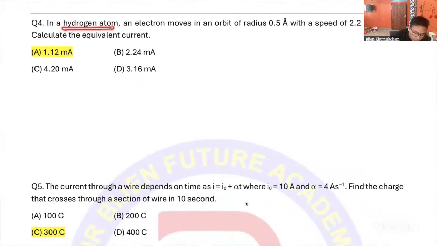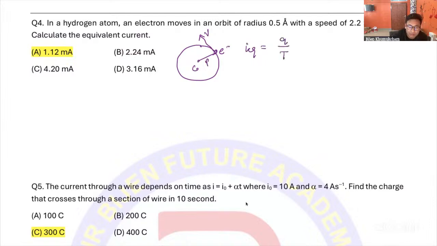In the hydrogen atom, an electron moves in an orbit of radius 0.53 angstrom with a speed of 2.2 into 10 to the power 6 meter per second. Calculate the equivalent current. See, for any charged particle, it may be an electron or a proton, moving in a circular orbit at a speed v in a radius r, the equivalent current I will be nothing but charge divided by time period, the time taken to complete one loop.